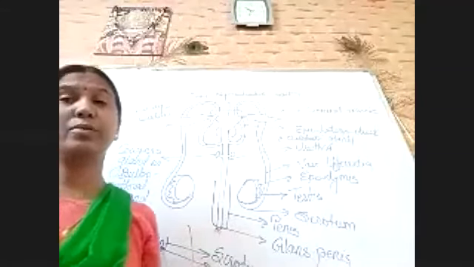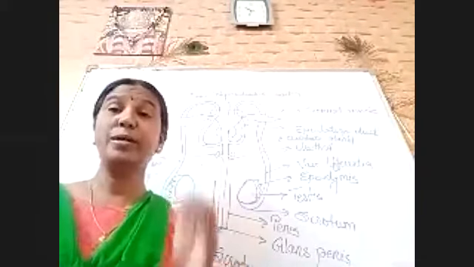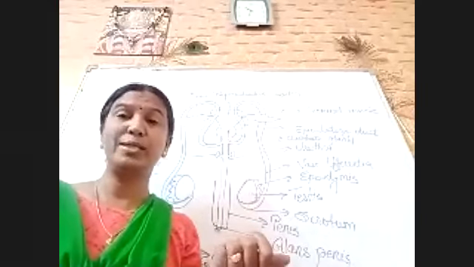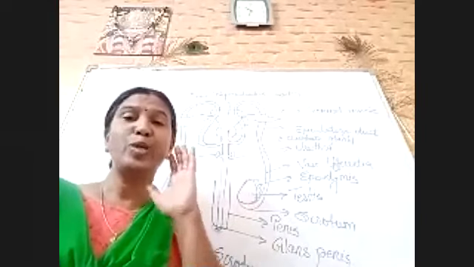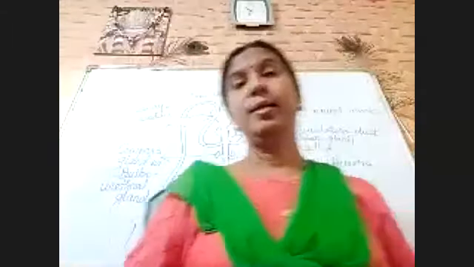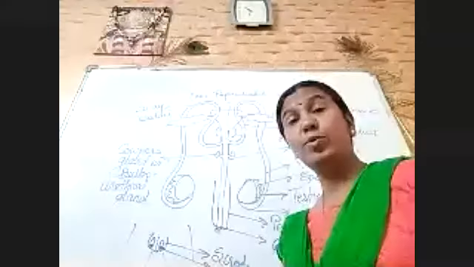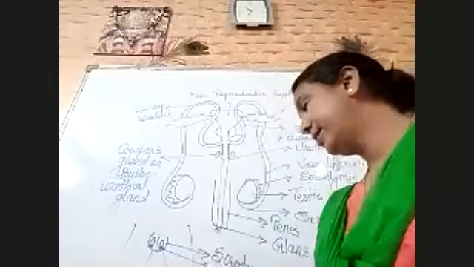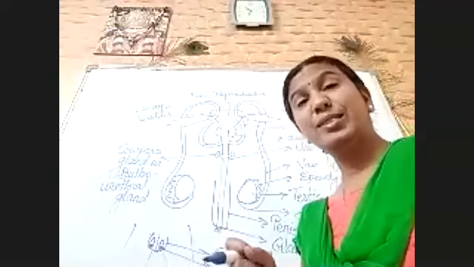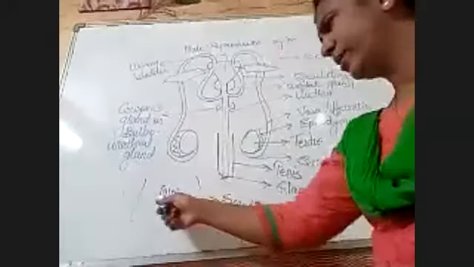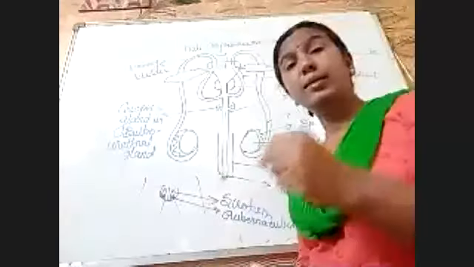This scrotum keeps the temperature about 3 to 4 degrees lower than the abdominal temperature, and because of it, the sperms get protected. So these testes are present outside the abdomen in the scrotum, and as I told you, they are held by the part called the gubernaculum.